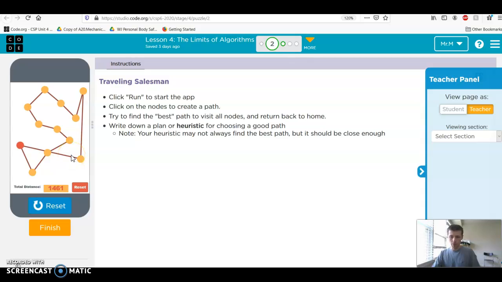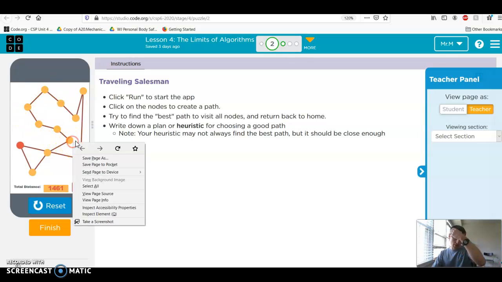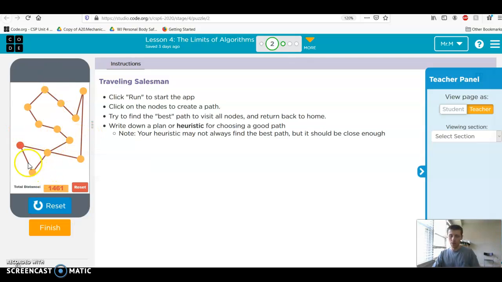Some ideas that we came up with in class were potentially going in a spiral, making sure that all the edge nodes are covered first and then working your way in. That could be really powerful. Or potentially dividing the screen into some quadrants and making sure you collect all the nodes in one quadrant before moving on to the next quadrant. That way you never have to come back really, really far. So there's lots of ideas out there.